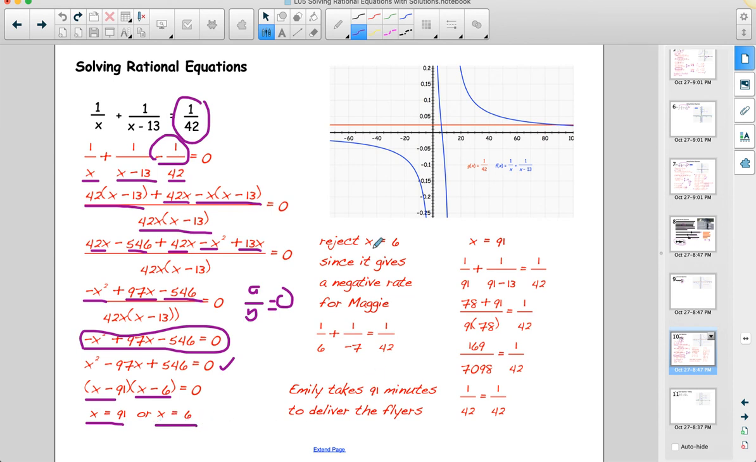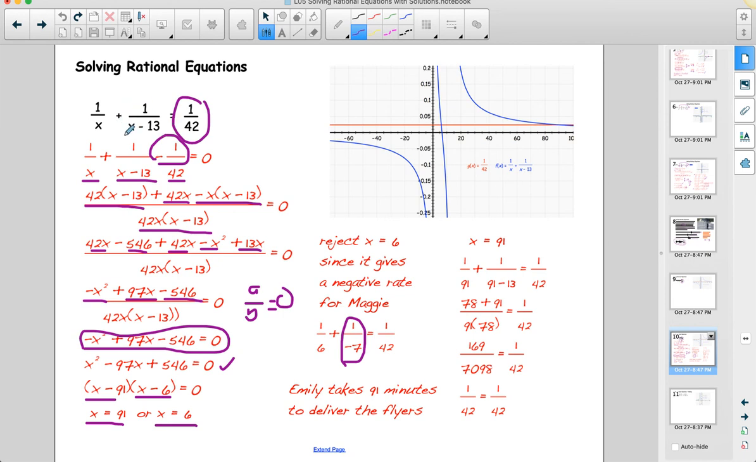I'm now going to check my answers. So when I plug a 6 into here, I get 1 over 6. When I plug in a 6 here, I get 1 over -7. And that's giving me a negative rate. And that makes no sense. Now, what would that mean? That would mean people are delivering flyers to her. So that makes no sense, so we're going to reject it.